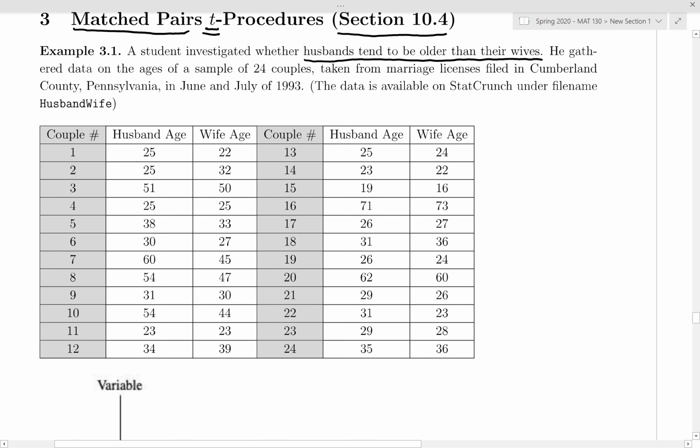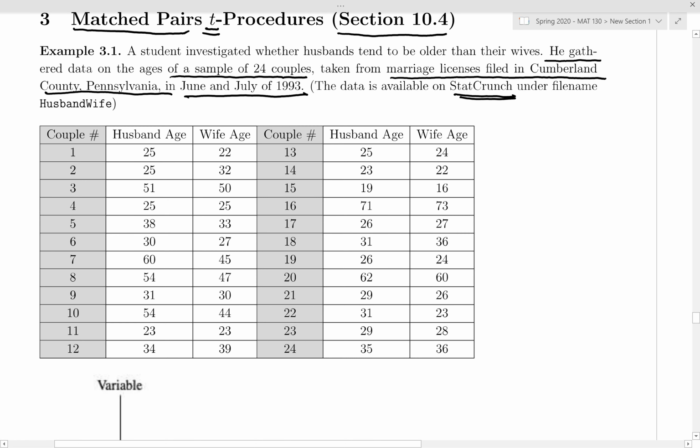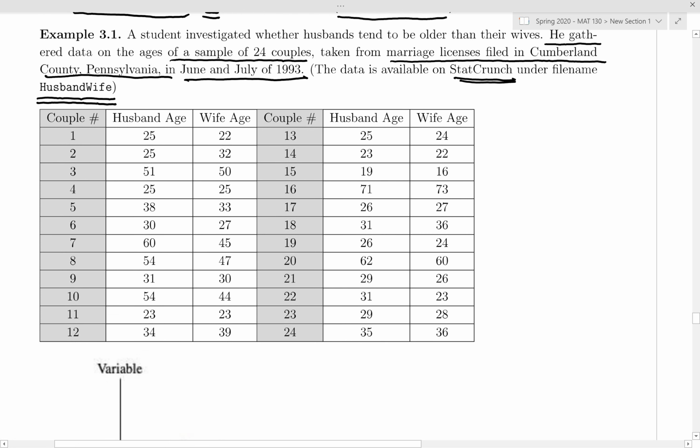All right. As we said, the question we're interested in answering is whether husbands tend to be older than their wives. To do that, the student gathered ages of a sample of 24 couples taken from marriage licenses filed in Cumberland County, Pennsylvania, between June and July of '93. For later on, this data is available in StatCrunch in our course group under the file name husband-wife. So here we have 24 couples, husband and wife age. These are our matched pairs.